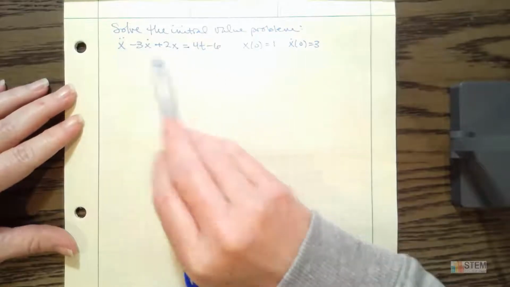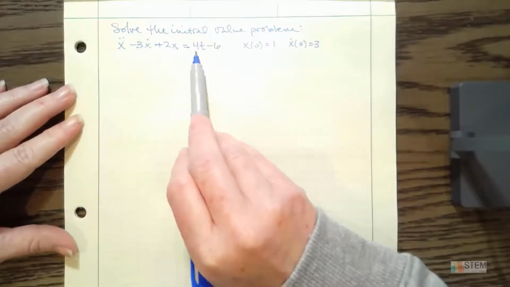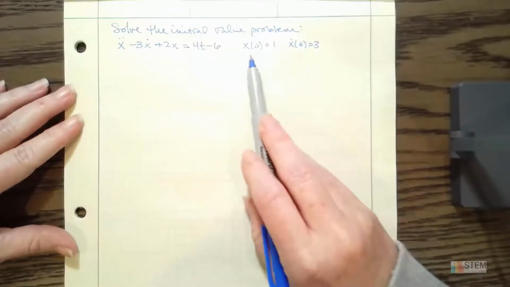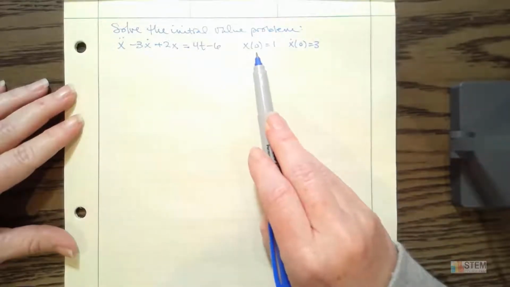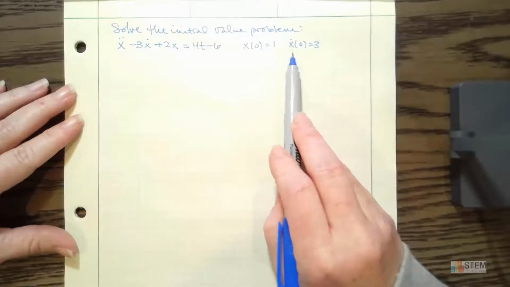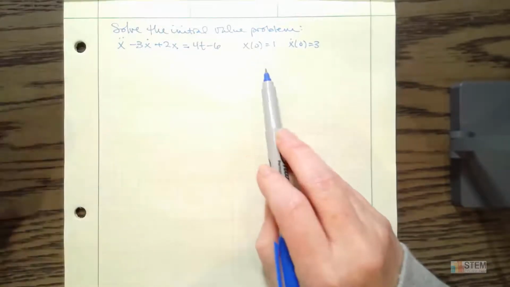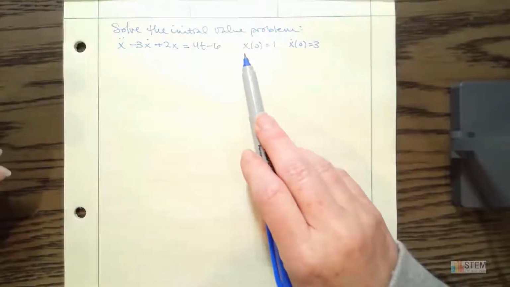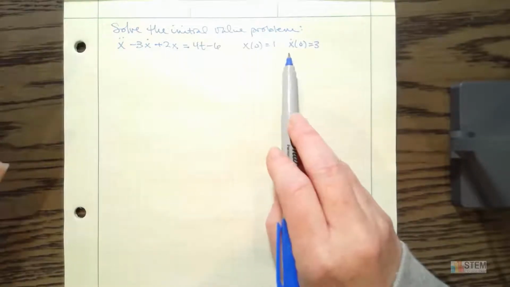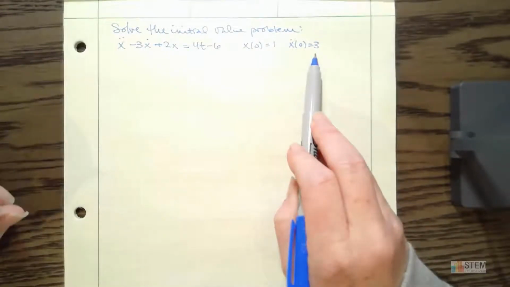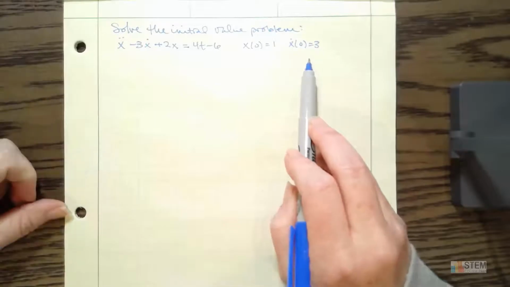So we've got this expression here on the right side. We've got 4t minus 6. And then we've got our initial conditions, right? So I've got x at t equals 0 equals 1, and then x dot at t equals 0 equals 3. Just to visualize this, you can think of x as being like displacement. X dot would then be like a velocity, right? So this is giving your initial displacement, your initial velocity. That's what those are.